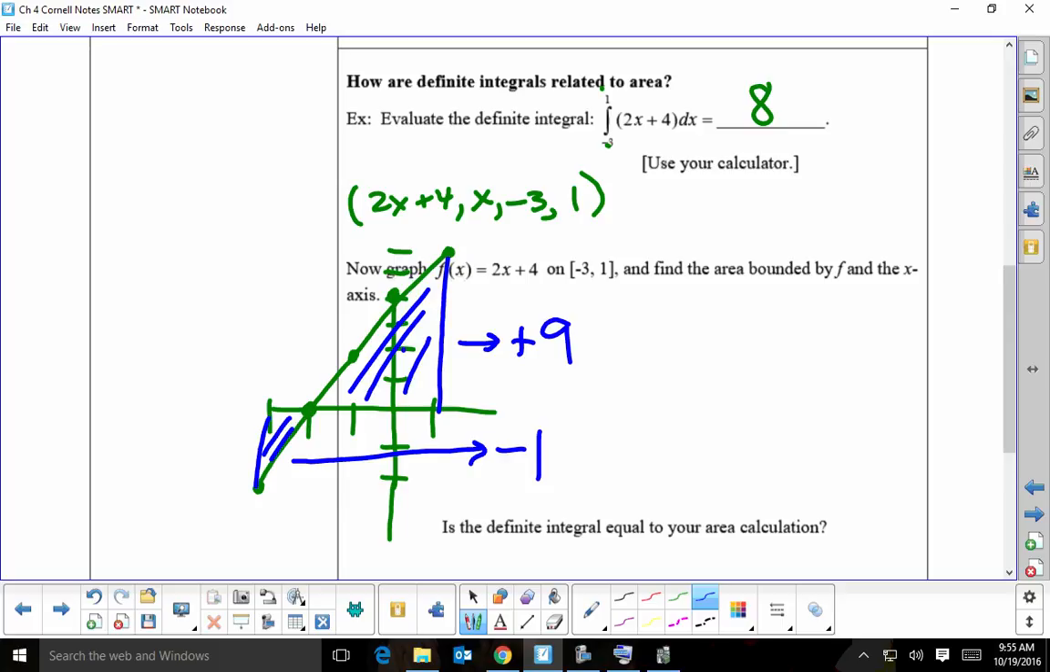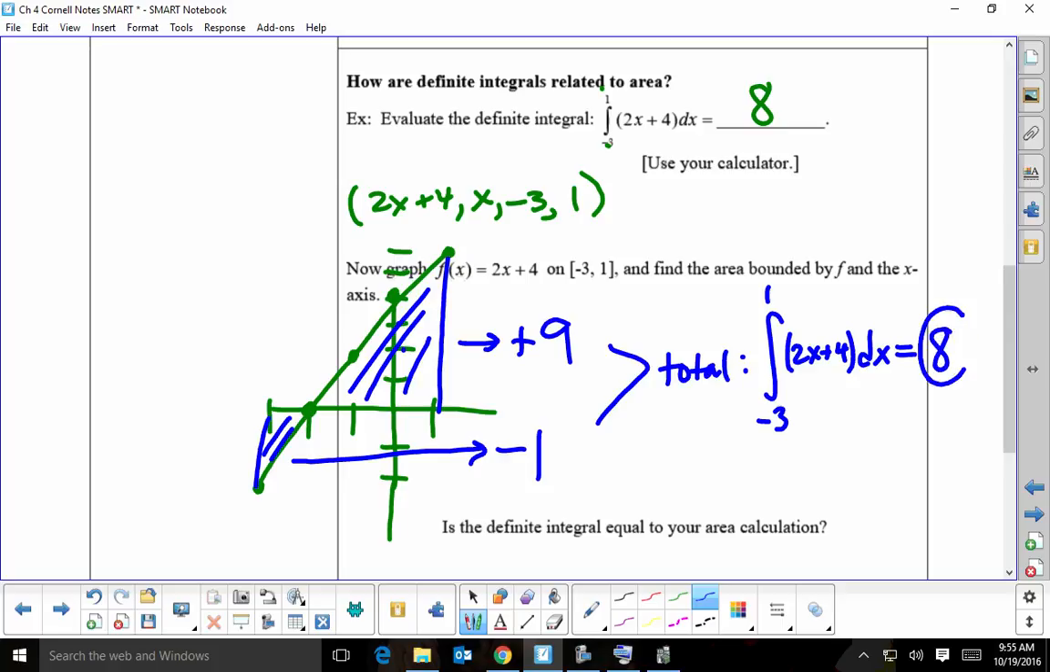So the total area would be that integral from -3 to 1 of 2x plus 4. And again, what is it going to be when I put them together? 8. Positive 9 minus 1 is still 8. That's what your calculator was doing.